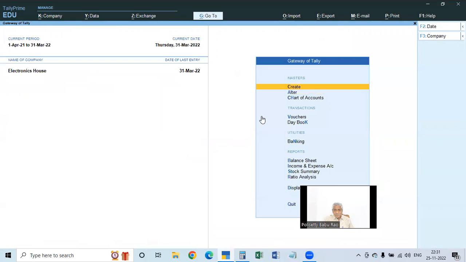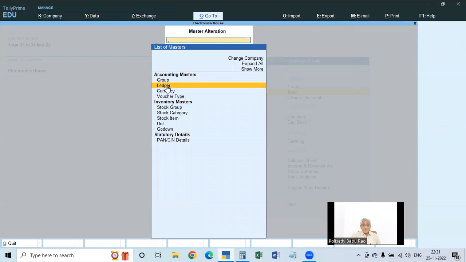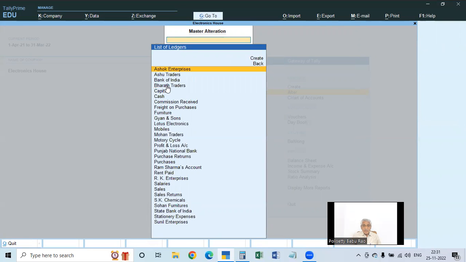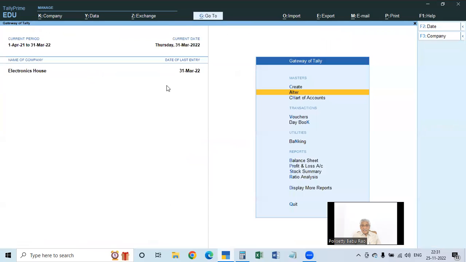If you come here, you see it is displaying as income and expense account. Same thing, income and expense account. Suppose again, if you are dealing with goods, you want to change it, again go to alter, ledger, then come to the name, profit and loss account only. Here you say no, don't use it as an income and expense account. Make it no, and then come to the Gateway of Tally. Again, it will show profit and loss account. Okay, so this is one. First one is this, what you call profit and loss account.